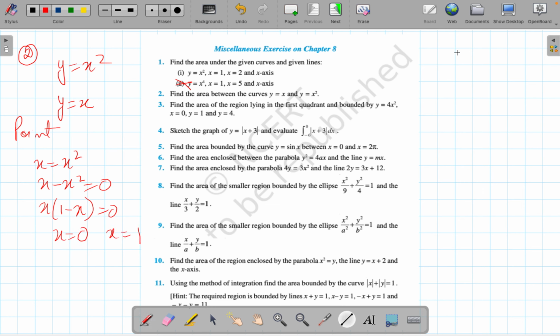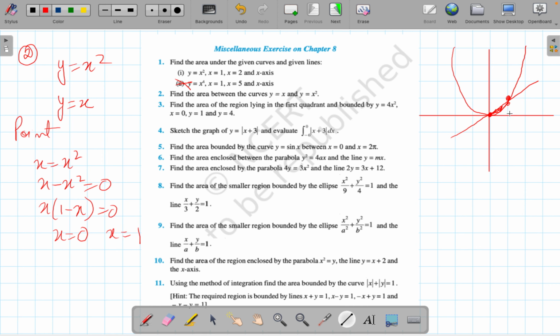So if I draw the figure, it will look something like this. I'm just drawing the figure quickly so that there's no issue and we are able to finish the exercise really quickly. So y is equal to x square, again symmetrical towards the y-axis and passing through the origin. And this is y is equal to x. So this is (0, 0) and (1, 1). So this is how the line is going to look. So this is the shaded area which we have to find out.